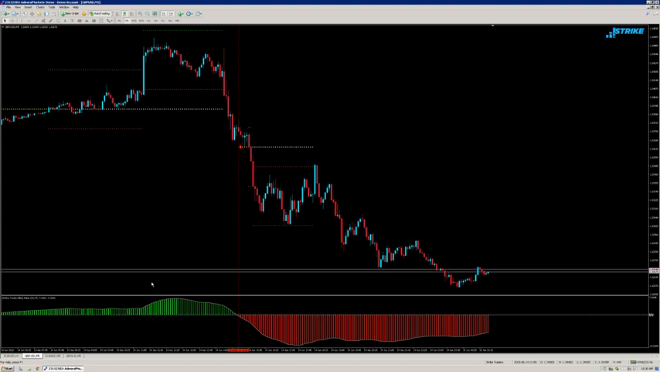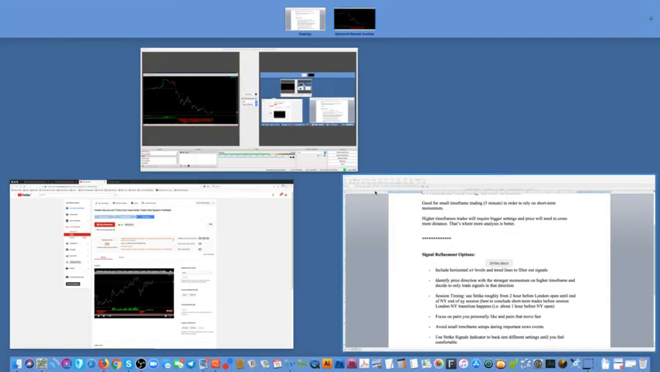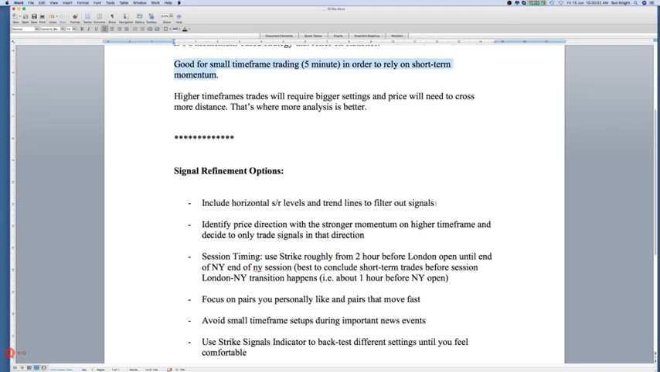The next thing on my list is to include horizontal support and resistance levels and trend lines to filter out signals. Yeah, David, that's right. SR means support and resistance levels.